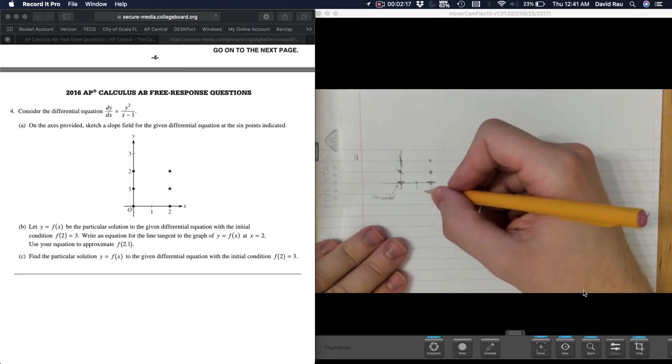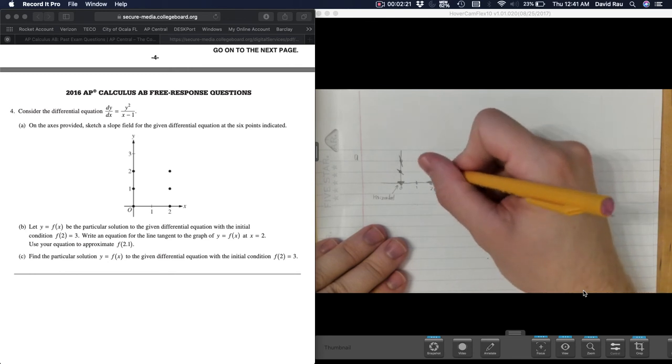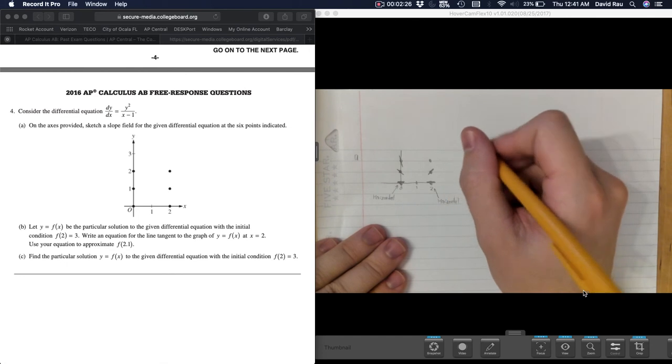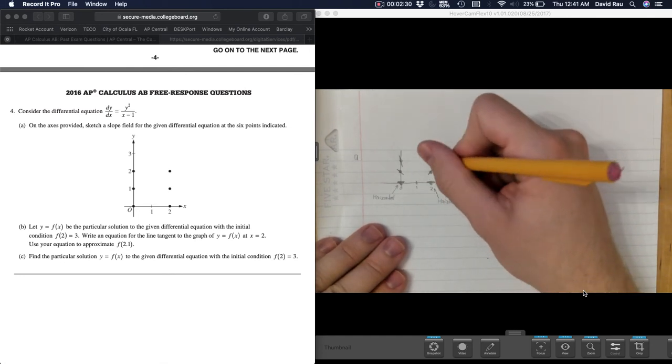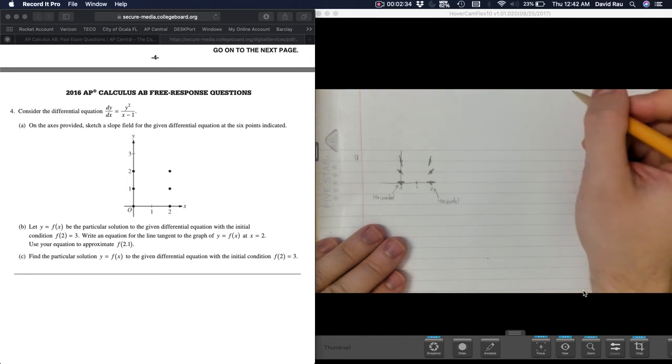The point 2, 1 would end up being 1 over 1. So it's positive 1. Perfect diagonal. And then last but not least, 2, 2 would end up being positive 4. Alright, so there we go. That is our slope field.